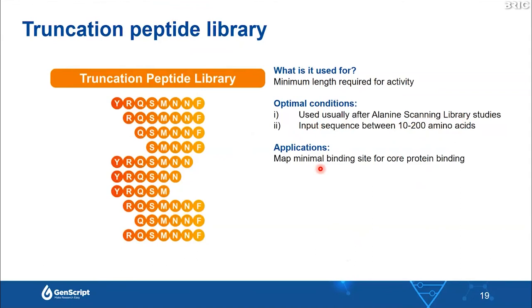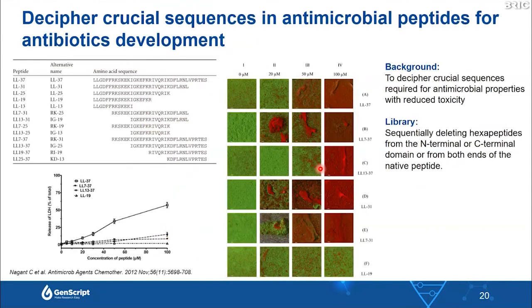So Leung et al., published in Antimicrobial Agents and Chemotherapy, illustrate how truncation libraries are created in general, with a sequential deletion of the hexapeptides from the N-terminal or the C-terminal or from both ends of the native peptide. So this allows them to decipher the crucial sequences that are required for antimicrobial properties with a reduced toxicity.